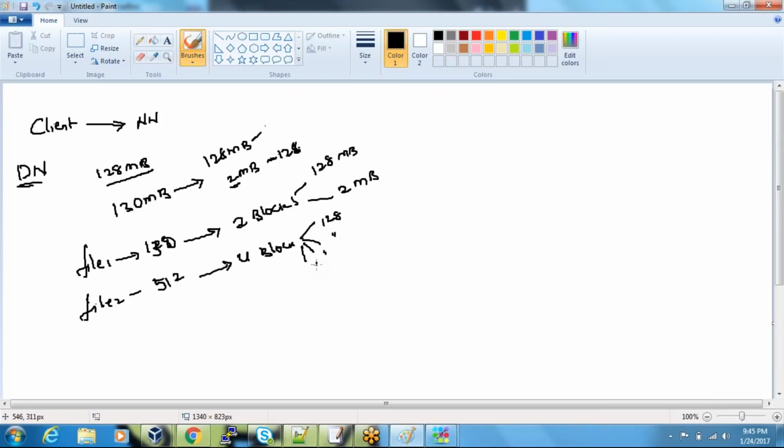When the remaining 2 MB of the block is occupied by file 1, is it being used by file 3, or how does the coordination between storing the data and accessing the data happen within the blocks? Okay, very good question. We don't know which file is using which block. I understand what you're trying to ask.